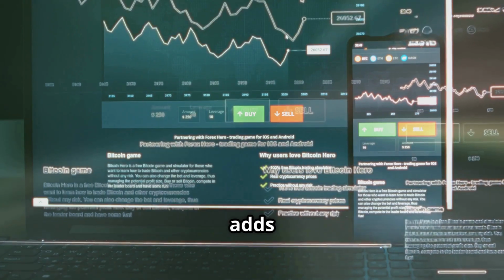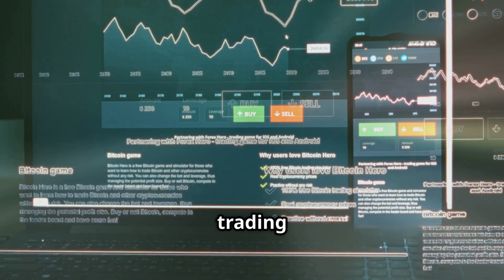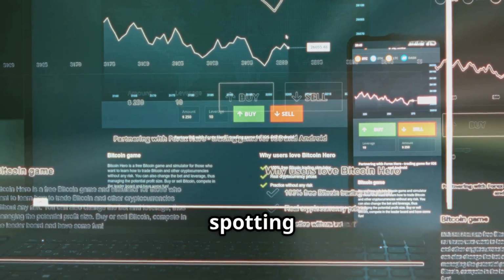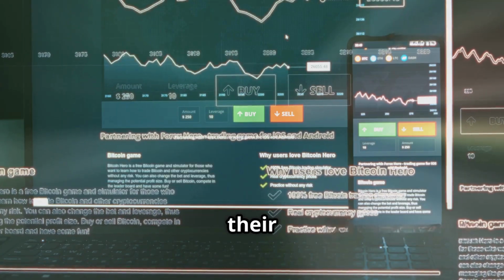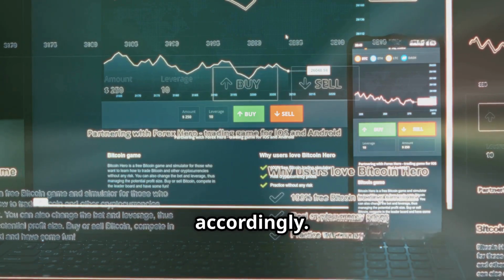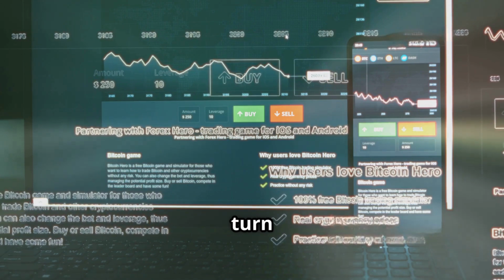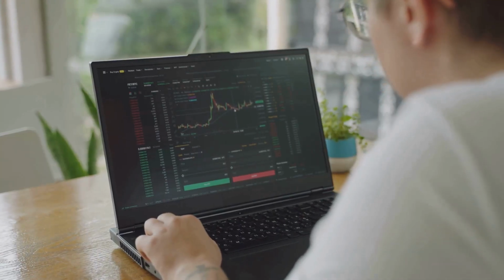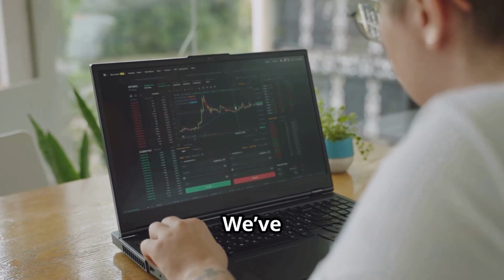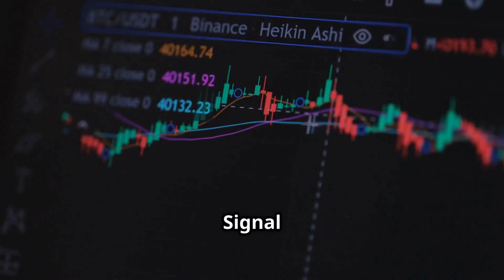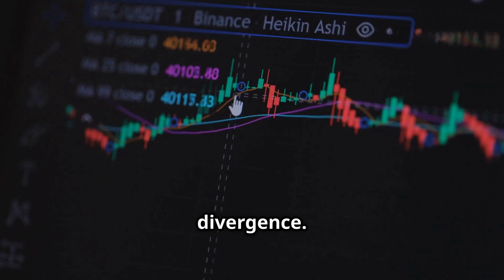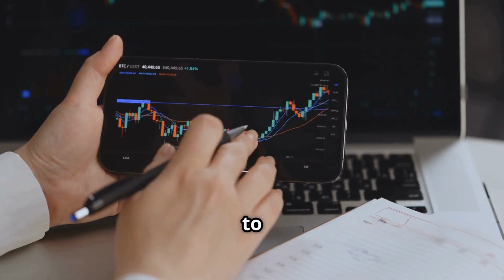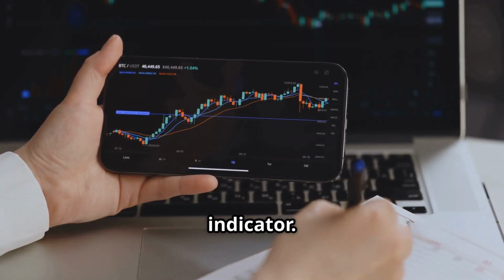Mastering divergence adds a serious tool to your trading arsenal. It's not just about spotting the signals, but understanding their implications and acting accordingly. With practice, you can turn this knowledge into profitable trading strategies. We've covered the MACD line, signal line, histogram, and divergence. You now have a solid toolkit to understand and apply the MACD indicator.